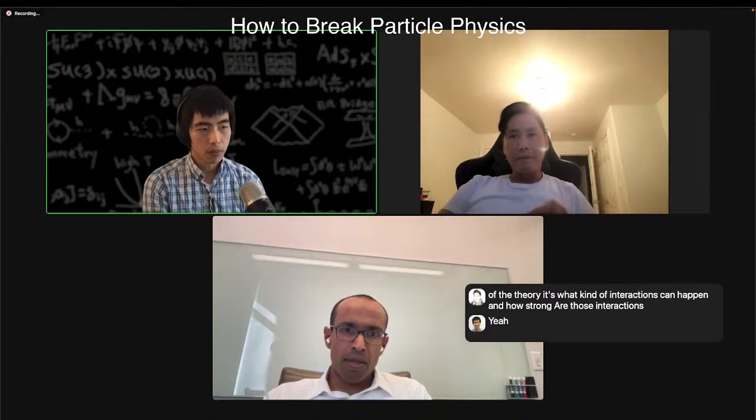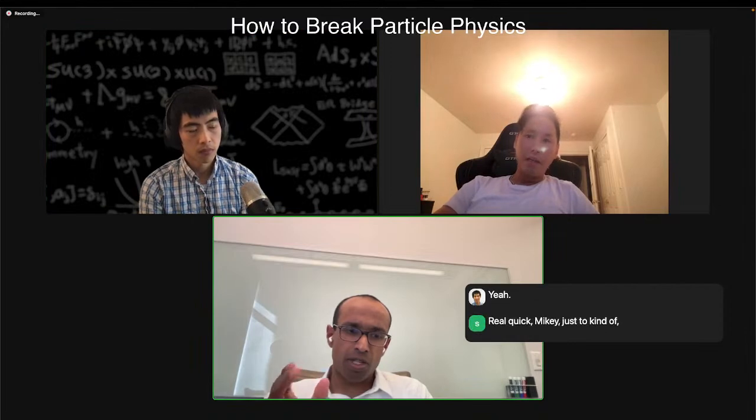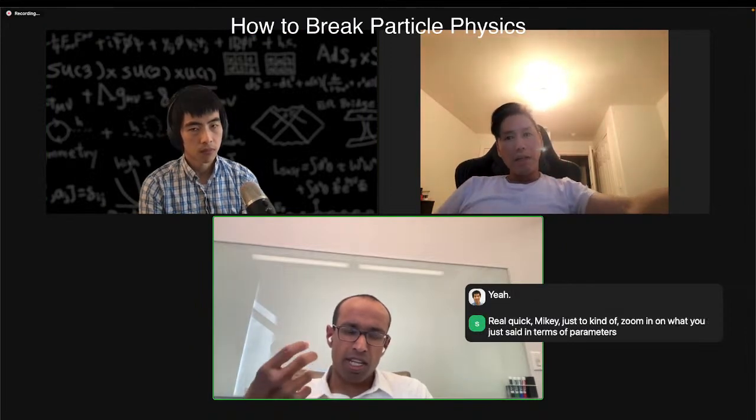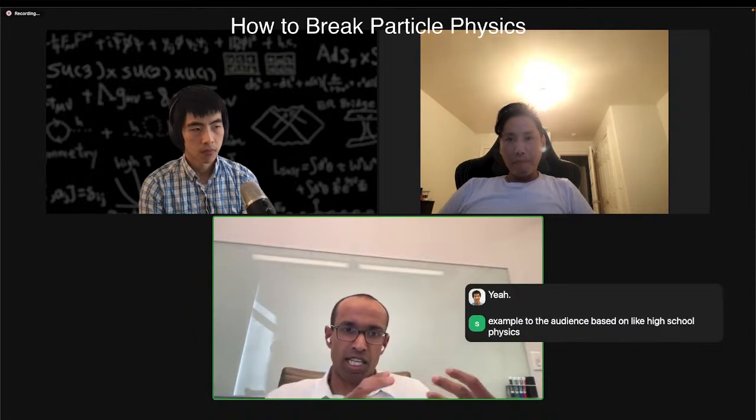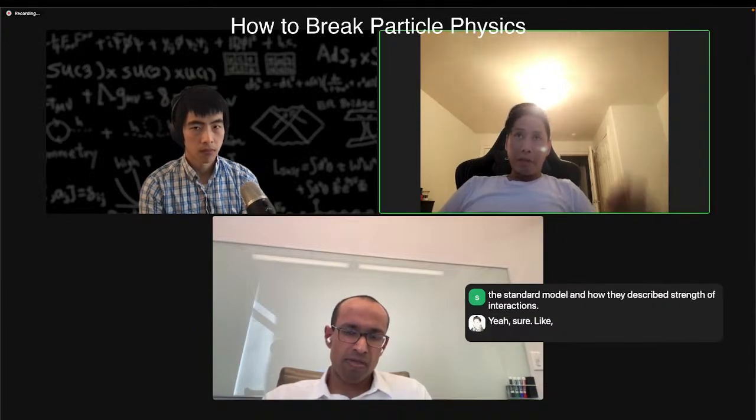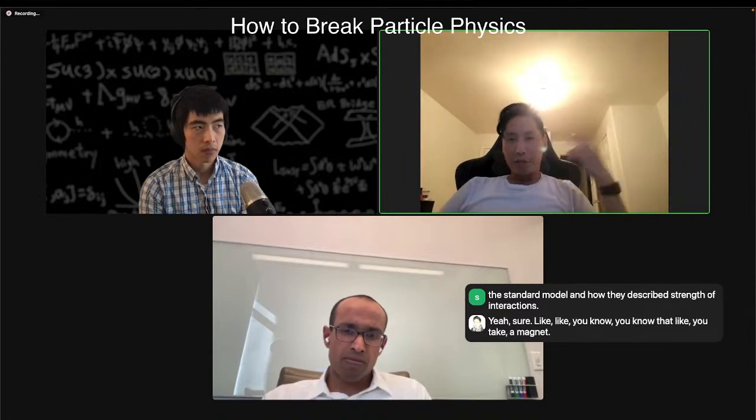Yeah. Real quick, Mikey, just to zoom in on what you just said in terms of parameters, can you give an example to the audience based on high school physics of parameters that appear in the standard model and how they describe the strength of interactions? Yeah, sure. Like you know that if you take a magnet, it will have some strength with which it's attracted to a piece of metal.